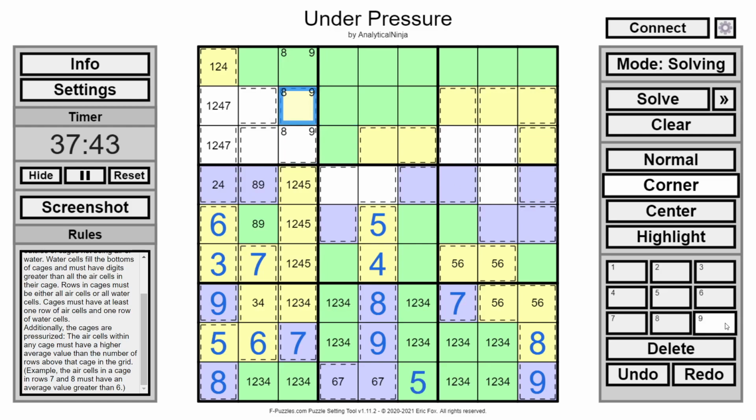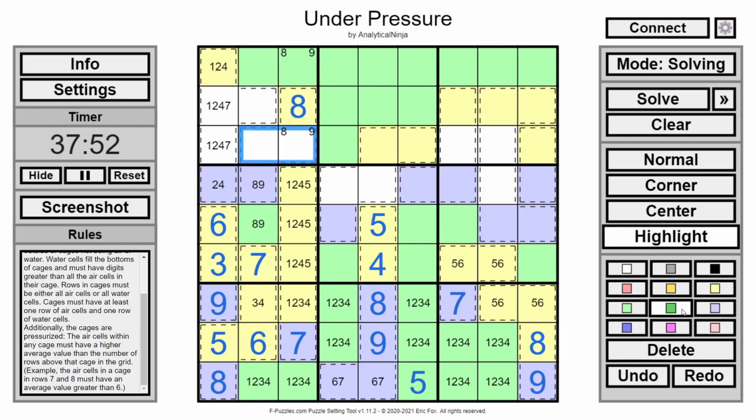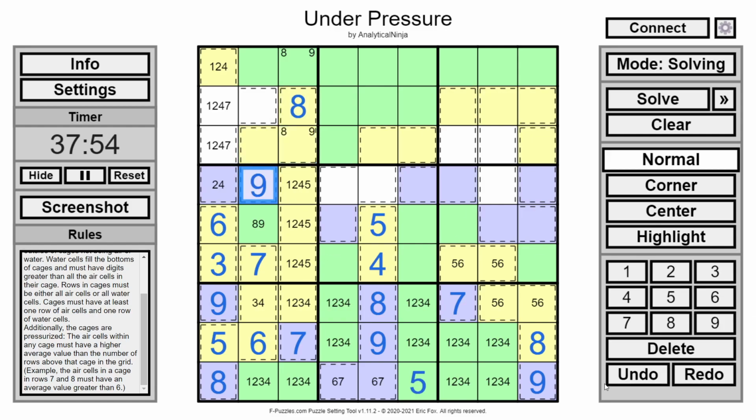This can't be a 9 because 9 can never be an air cell, because there aren't any water cells that can be filled then. But this could be an 8 if this was all air and then this would be a 9. That would work just fine.